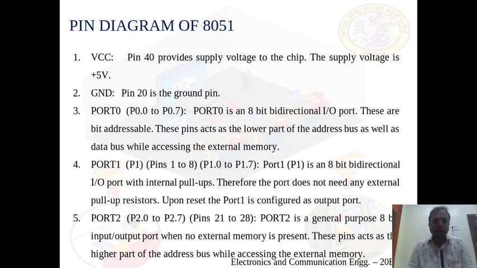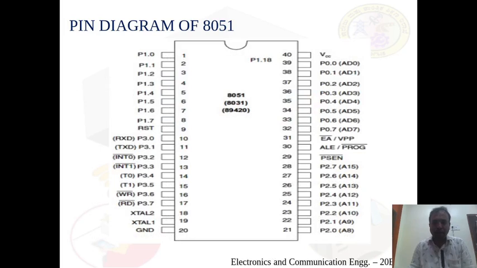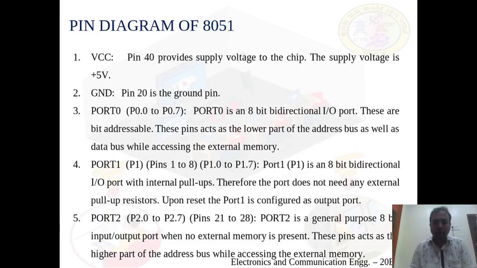Coming to the ports, we will see the port 0 first. You can see in the microcontroller pin diagram, port 0 is having total 8 pins P0.0 to P0.7. The port 0 is an 8-bit bidirectional IO port. These ports are bit addressable, and another function of this port 0 is it will act as a lower part of the address bus as well as data bus while accessing the external memory.